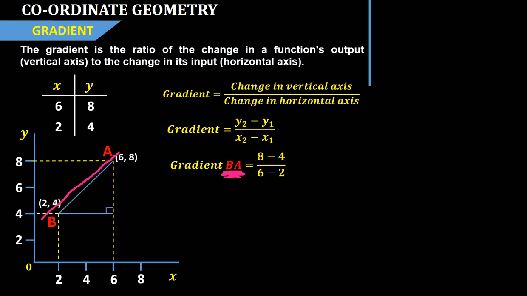So what's the gradient BA? That is, we have labeled the points as B and A. So what's gradient BA? Or you can say gradient AB. Whichever the case, it's still the same thing. So that is going to result in 8 minus 4 divided by 6 minus 2. So 8 minus 4 is 4, and 6 minus 2 is 4. So we have 4 divided by 4, which is equal to 1. So in this aspect, our gradient is just 1.